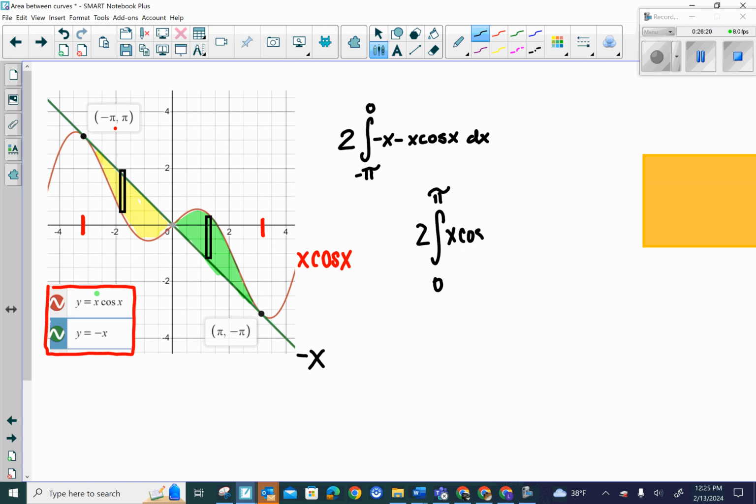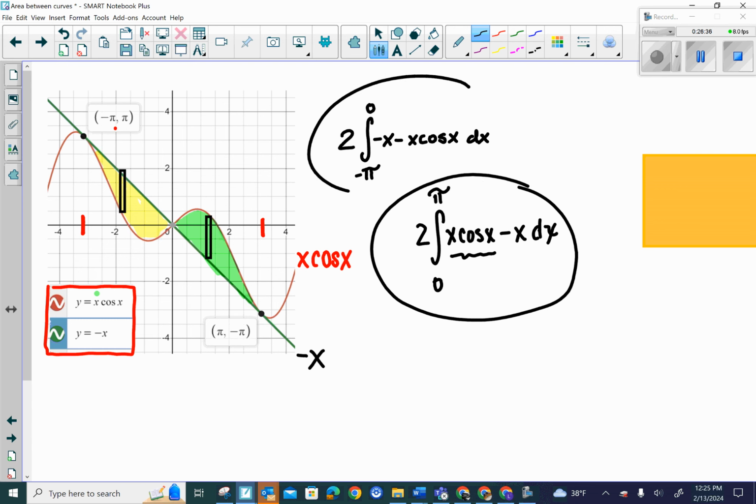X cosine x minus x dx. Okay? A little bit harder to manually evaluate because you'd probably have to use parts on x cosine x to analytically evaluate that. But either one of these integrals will measure the total area bounded by x cosine x and x from the interval negative pi to pi. Okay, hope this helps you finding areas between curves.